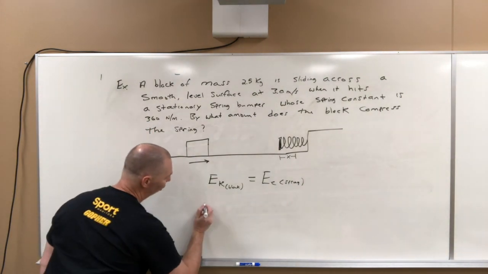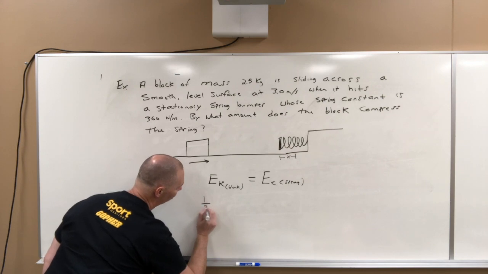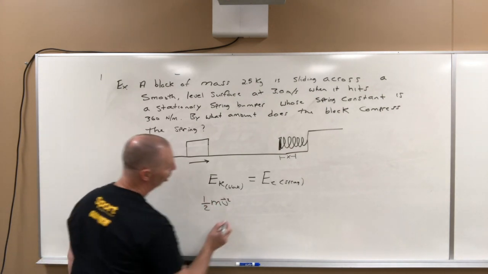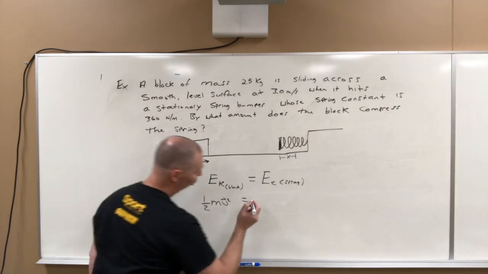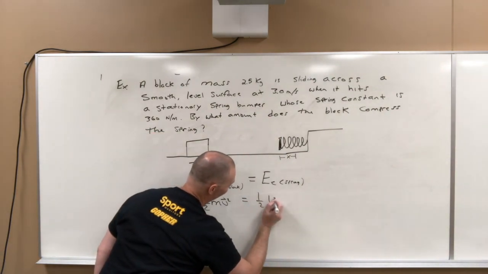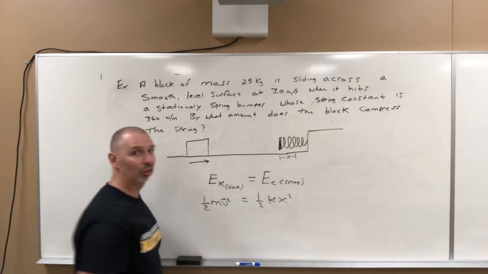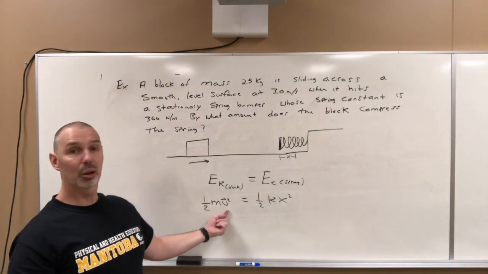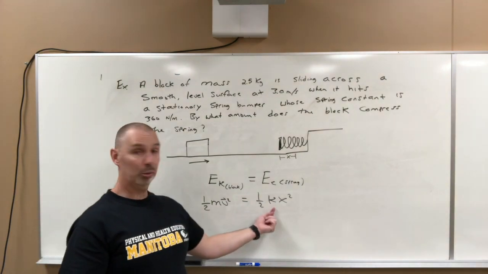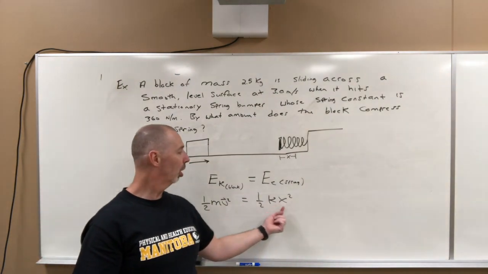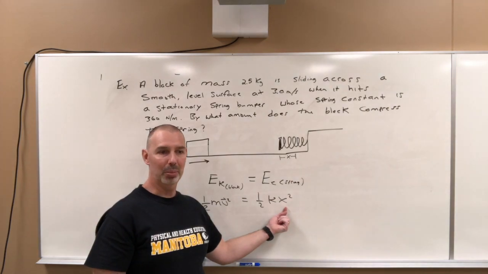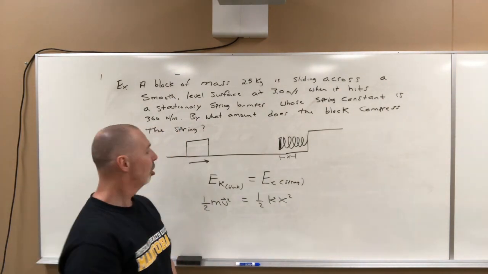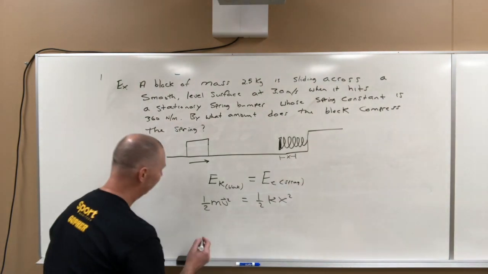Now, if we use our formulas, we know that kinetic energy is a half mv squared. We know that elastic energy, just learned this, is a half kx squared. And if we look at the information that's given, we know the mass, we know the velocity of the block, we know what the spring constant is. We don't know the amount of compression, but that's okay because that's what the question is asking us to solve for. So let's fill in our numbers.